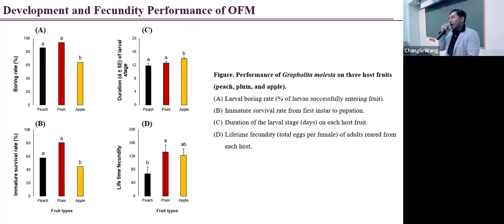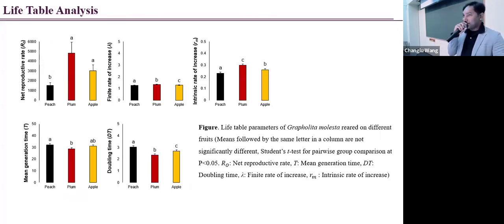But overall, how can you quantify, okay, this is the best one and this is not the best one? There is a way. It's called life table analysis. So next, I did the life table analysis. Here I want to emphasize the intrinsic rate of increase. The intrinsic rate of increase is the per female per day growth rate. So it tells you how fast, how quickly the growth is happening.